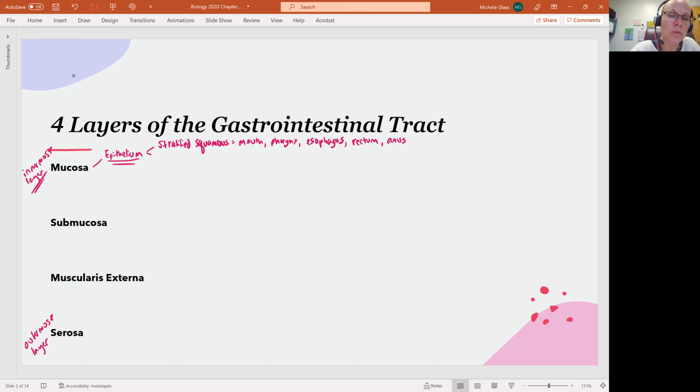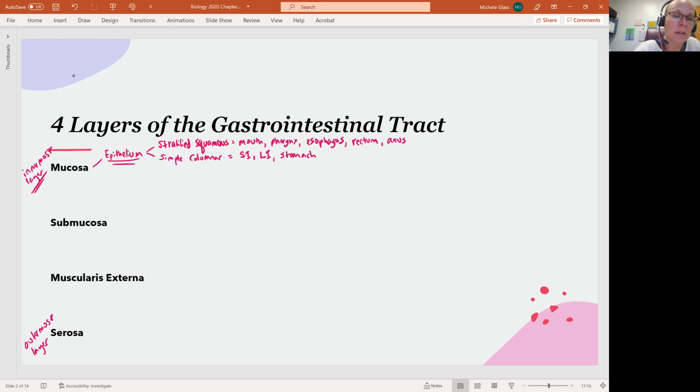And then we'll see the majority of the stomach, small and large intestine is going to be lined with this simple columnar. And so I'm going to abbreviate small intestine throughout our presentations as SI and large intestine as LI. And then I forgot to write in the stomach, so let's do that as well.